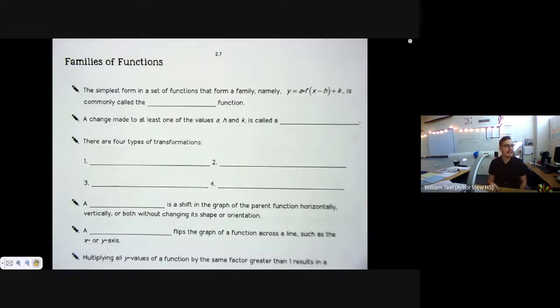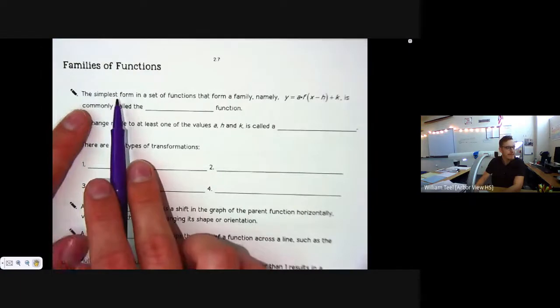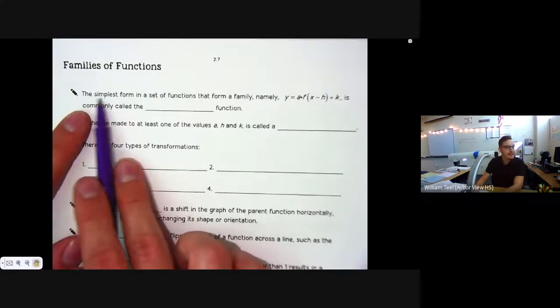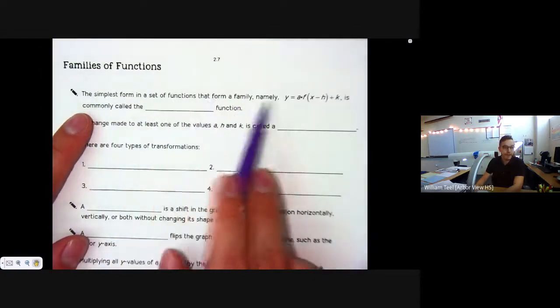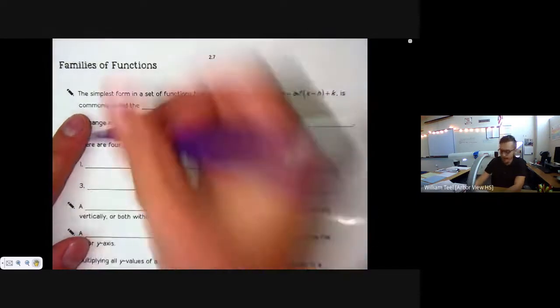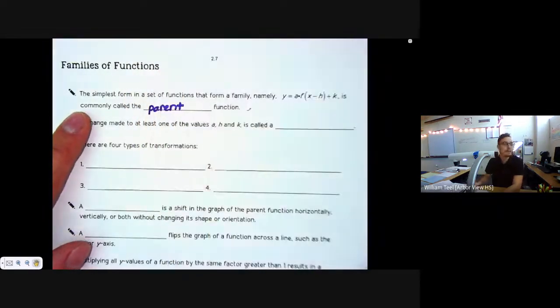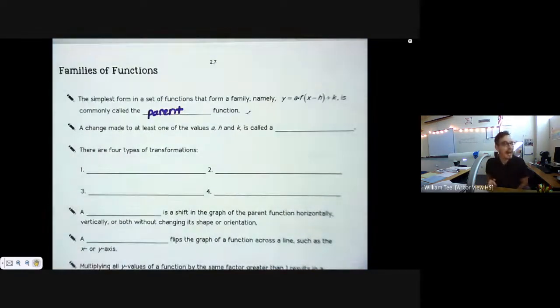So let's go ahead and take a look at some vocab words first as a little introduction. If we look at the first point here, today we're going to be looking at families of functions. Now the simplest form in a set of functions that form a family, namely this function right here, is commonly called the parent function. You might have heard this term before, the parent function. We use that term a lot in algebra.